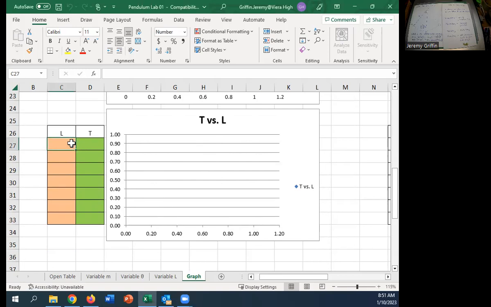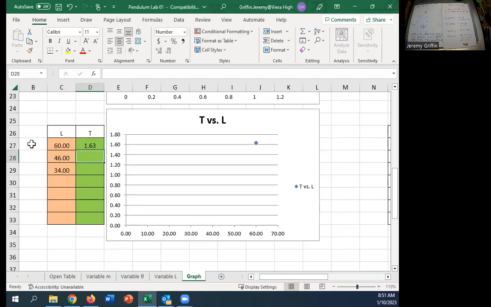Who wants to volunteer their data? All right, Stevie, what were your different lengths? 60, 46, and 34. Okay, and what were the corresponding time periods? 16.3. Okay, so I'm going to divide by 10 and call that 1.63. Then 1.51 and then 1.2. Okay. See how? You guys can imagine that being part of a square root curve, right? You guys kind of see that, right?